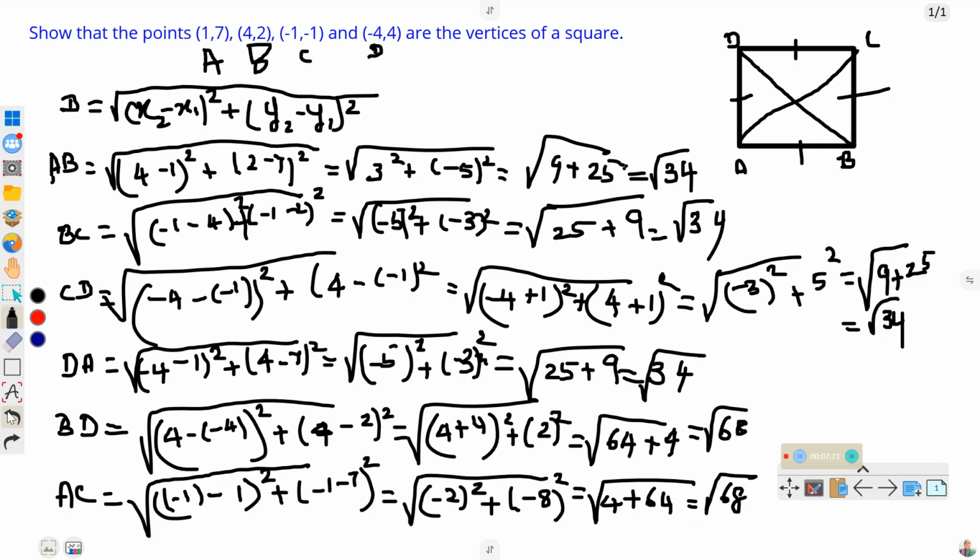Then we see that all the sides are equal, as well as the diagonals AC and BD are equal, root 68 units. Therefore, it is a square. These four points are forming the square.